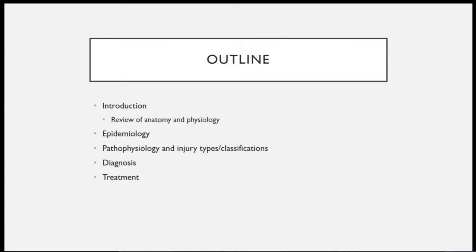Briefly, we'll review some of the anatomy and physiology, go over some of the histologic features of nerves and fascicles. We'll go over the epidemiology of nerve injuries, briefly pathophysiology and injury types and classifications, and then diagnosis and treatment.